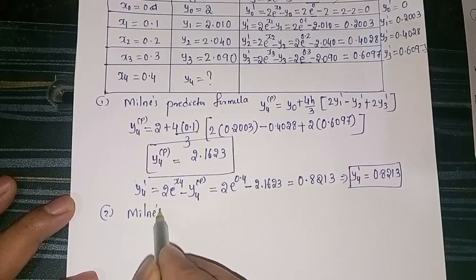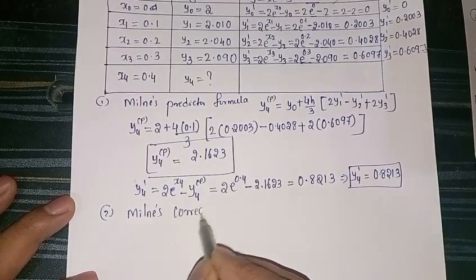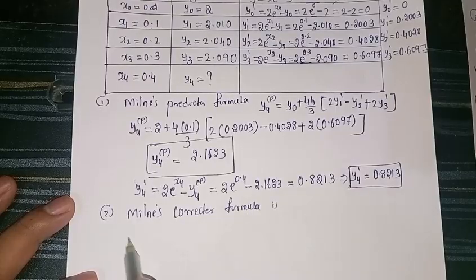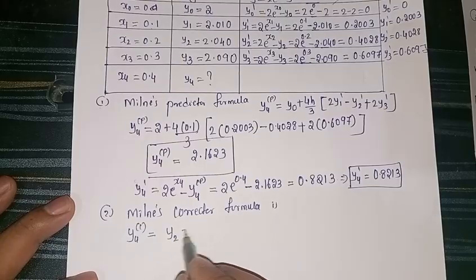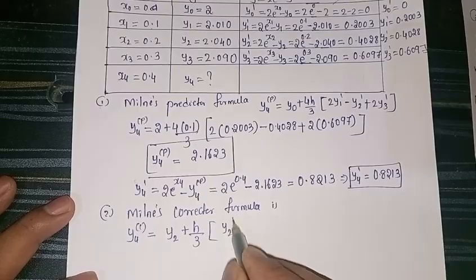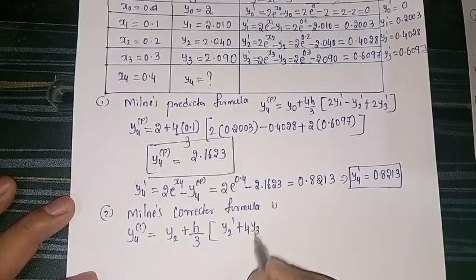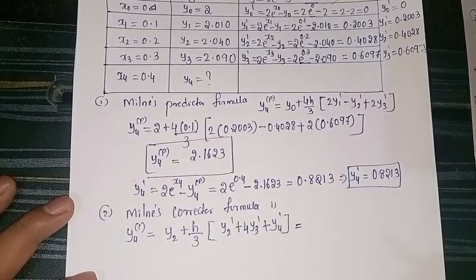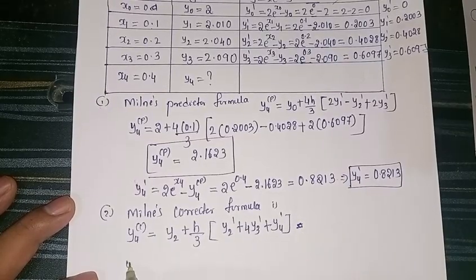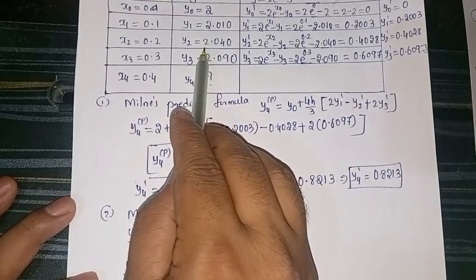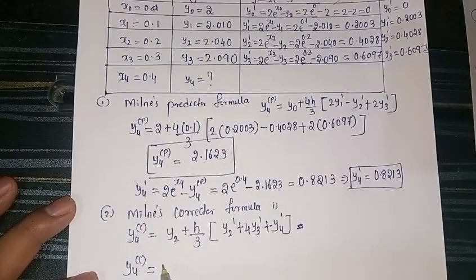So Milne's corrector formula is y4c equal to y2 plus h by 3 into y2 dash plus 4y3 dash plus y4 dash. This is equal to, or you can write it down: y4c equal to y2. y2 here is 0.2040.